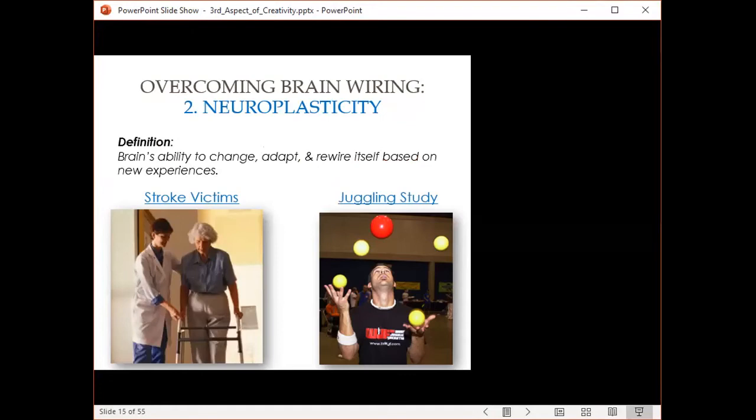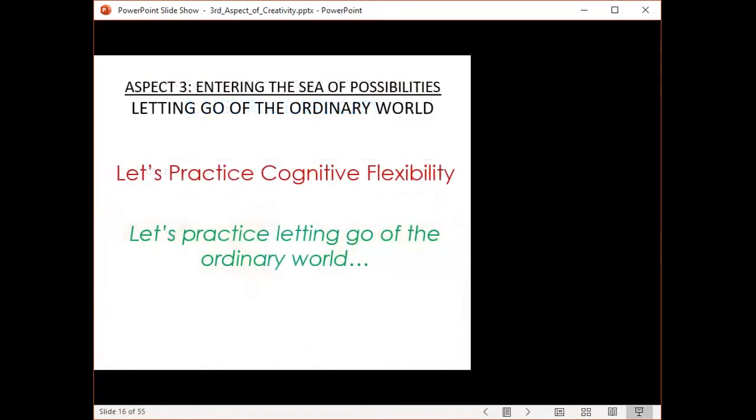Okay, so then what it seems like we can do is we can practice, we can exercise our brain so that we're not so attached to the functionality of the left. This is kind of what we mean by cognitive flexibility. We can practice accessing multiple meanings. We can practice letting go of the ordinary world. Okay, so let's go ahead and do that now together.